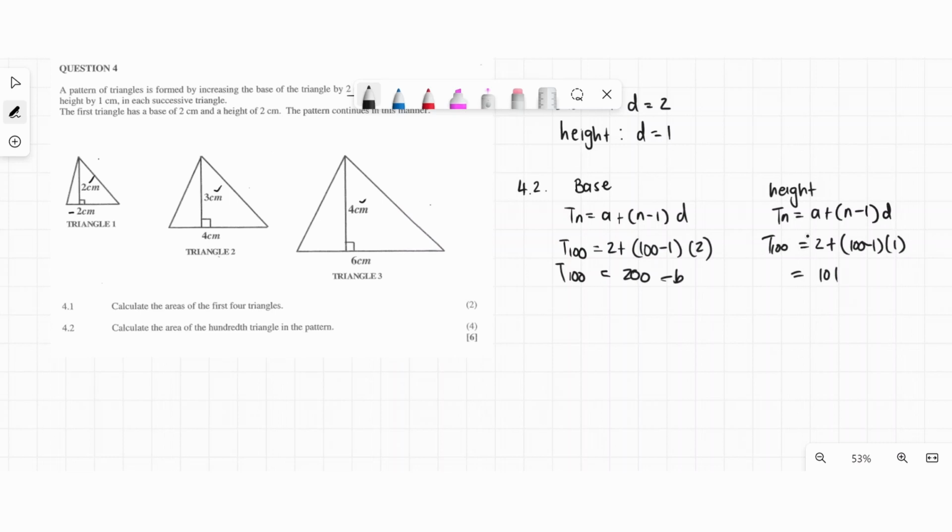So this is B and this is H. We're going to find the area of the 101st triangle. Area is equal to half base times height. Substitute base and height: a half, our base is 200, our height is 101. Punch that into the calculator and you're going to find it is 10,100. That's the area of the 100th triangle.